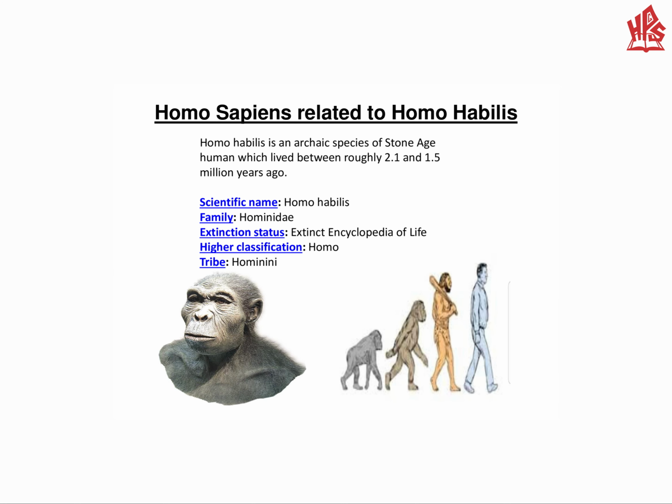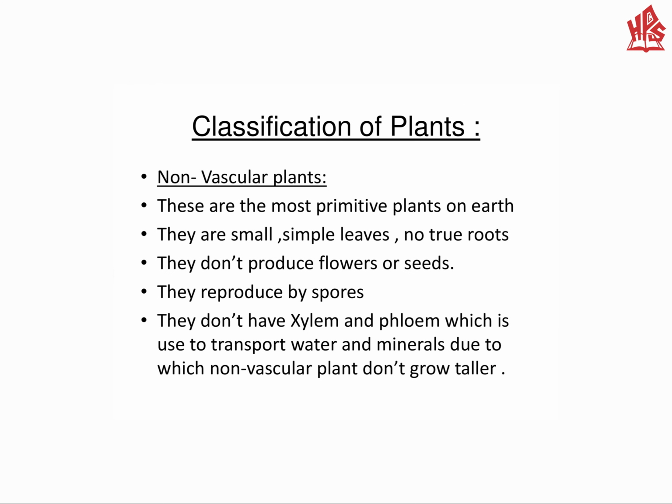Scientists believe that Homo sapiens are related to Homo habilis, although Homo habilis existed in the Stone Age. Their family and genus are the same as Homo sapiens, but their physical appearance has changed.